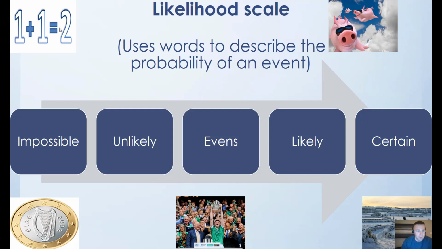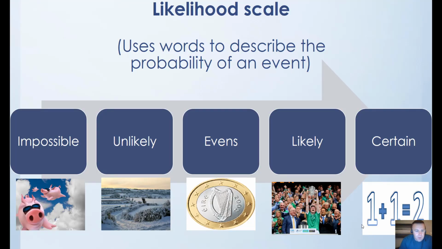I have 1 plus 1 equals 2. So you match that to where it is on the likelihood scale. You'll have a coin here at tails. Okay, remember tails is this side, the other side is heads. This is Limerick winning the All-Ireland. This is snow on Christmas Day. And this is pigs will fly. So there's 5 options there. So I want you now, pause the video and think about where each of these images will position themselves on the likelihood scale. So this is the solution to the likelihood scale.